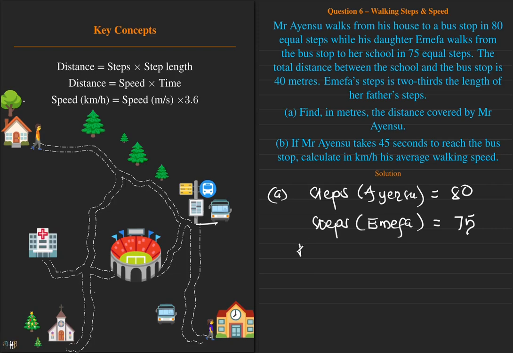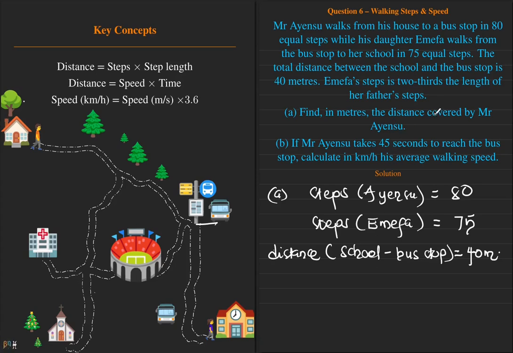So we say distance is 40 meters. These are what we have from the question. There are two more pieces of information we have from the question: their step lengths. Let me write step length as SL. The step length of Mr. Ayensu, I'll put A here, let's let it be L. You see, we don't know the exact value, so let's let it be L.